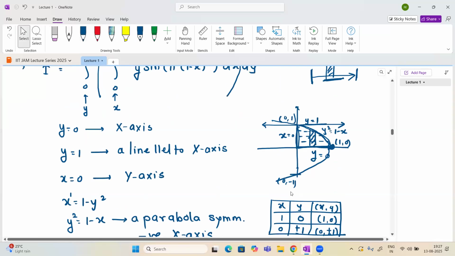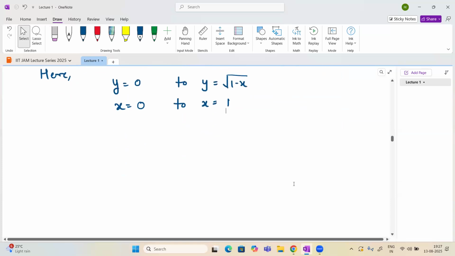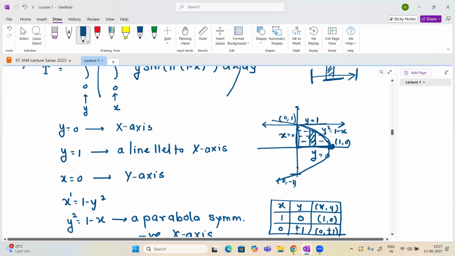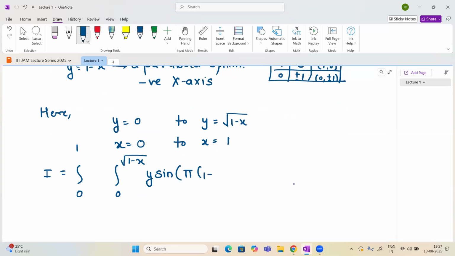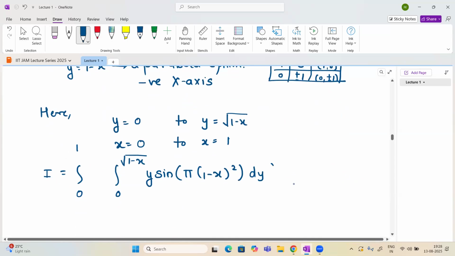Understood what I explained here? Yes, sir. All of you? Yes, sir. Okay. So I is equal to, now the inner integration with respect to y. Since our strip is parallel to the y-axis, I will write the limits of y here and limits of x here, 0 to 1. What is the function we have? y sine pi 1 minus x square. Now we have dy and outer integration with respect to x.